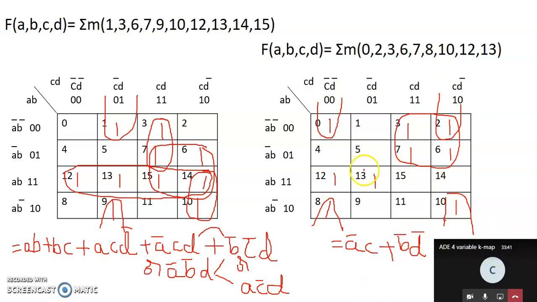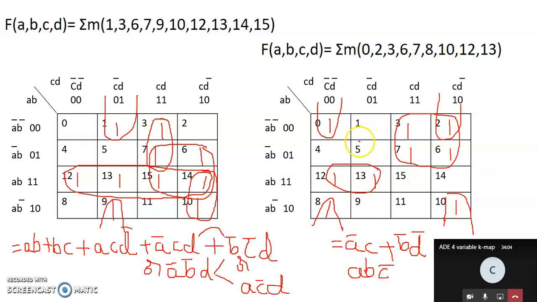Now, this one I have two possibilities, but for this one, this is the only possibility, and this will be the best one. So I will make this group. The result is A B and C bar. So the result will be AB C bar.